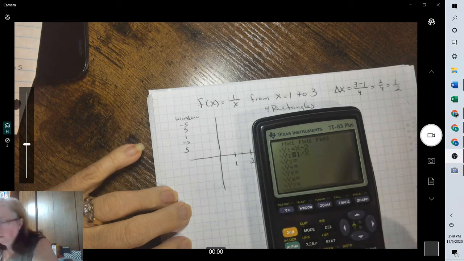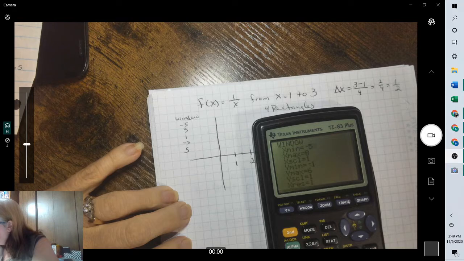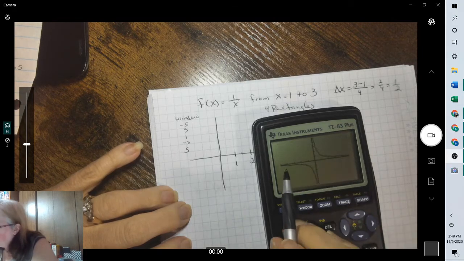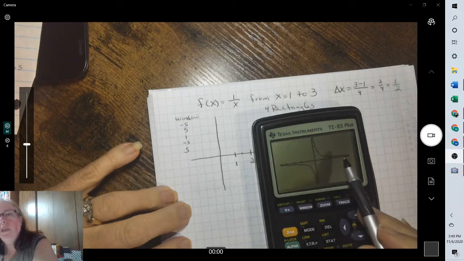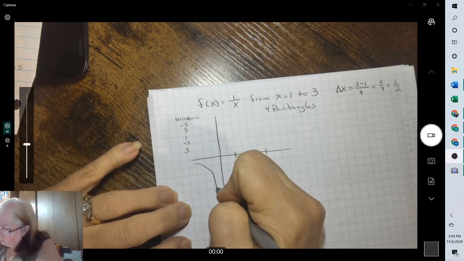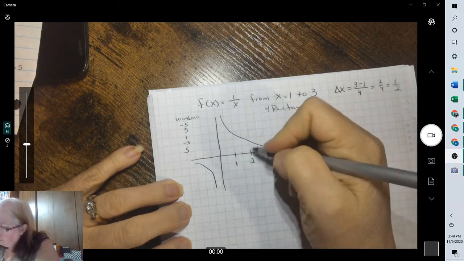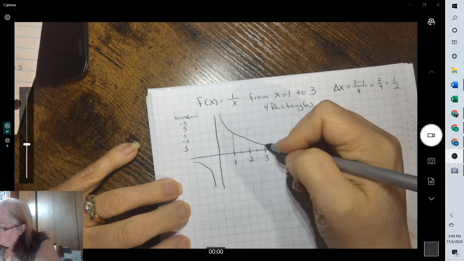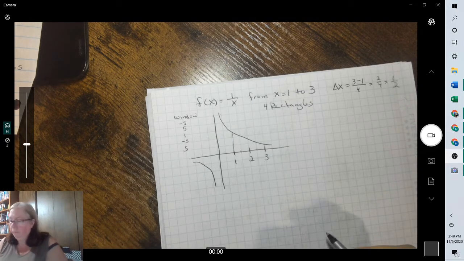So I have my 1 over x, and my window, -5, 5, -5, 5. Now notice there's a graph over here. Well, that doesn't matter because I only want to go from 1 to 3. So you don't even need this part here. But if you want it there, there's a graph over here. But we're only going from 1 to 3. Right there.